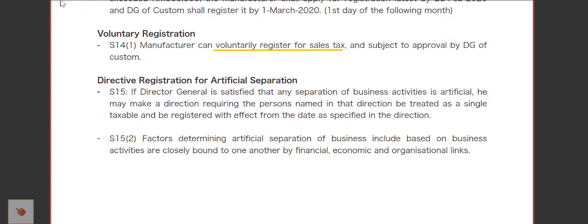Okay, now there's something called directive registration. Alright, and this only comes in when we have something called artificial separation of business.